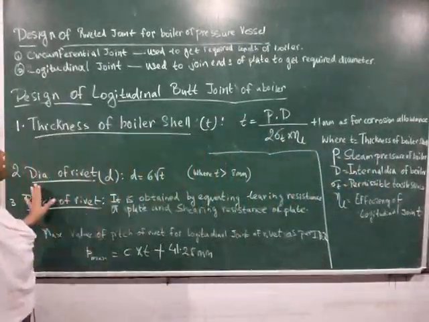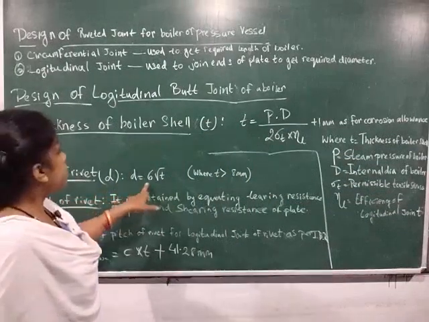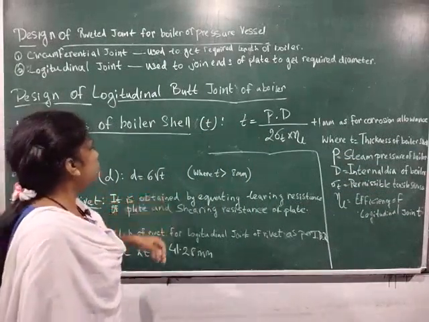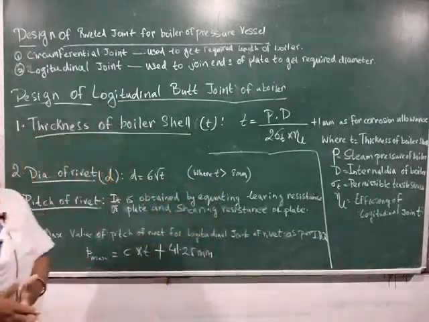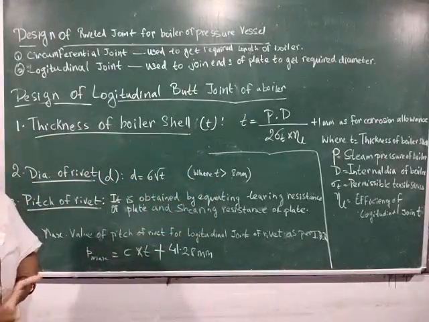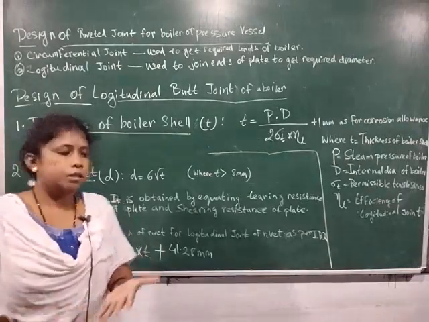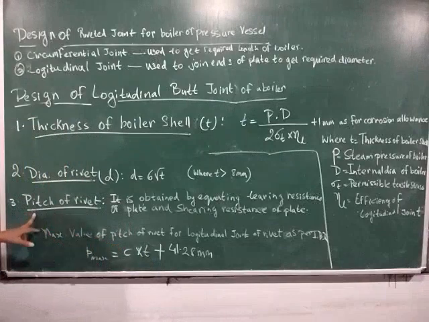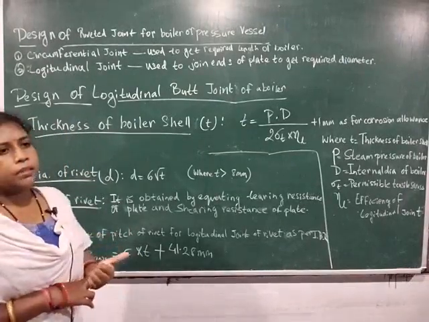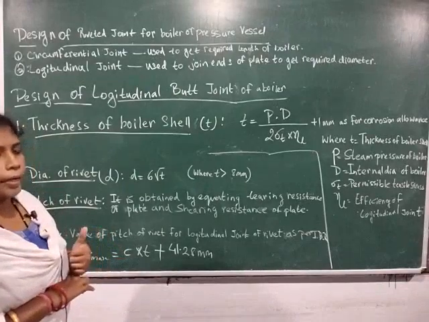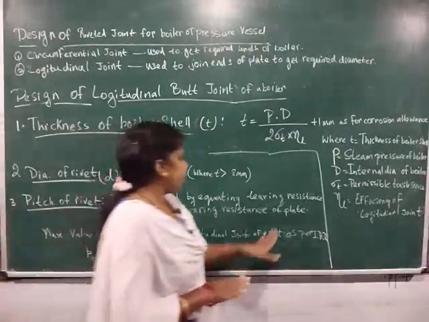Next is the diameter of rivet. d is equal to 6 root t, where t should not be less than 8 mm, because if t is less than 8 mm, crushing failure will occur. Next, pitch of rivet. It is obtained by equating the tearing resistance of plate and shearing resistance of rivet.